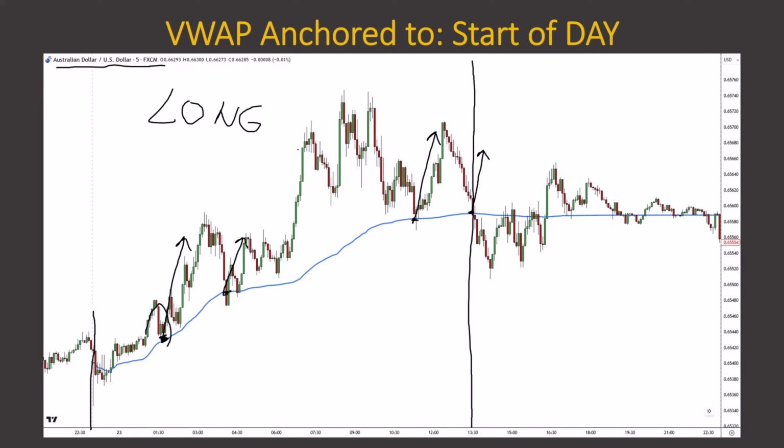The reason is that the price is moving above VWAP and buyers are in control. So you want to take longs from the VWAP line. But when the price drops below VWAP, that means that the average trader since the start of the day, since this point, is starting to lose money.